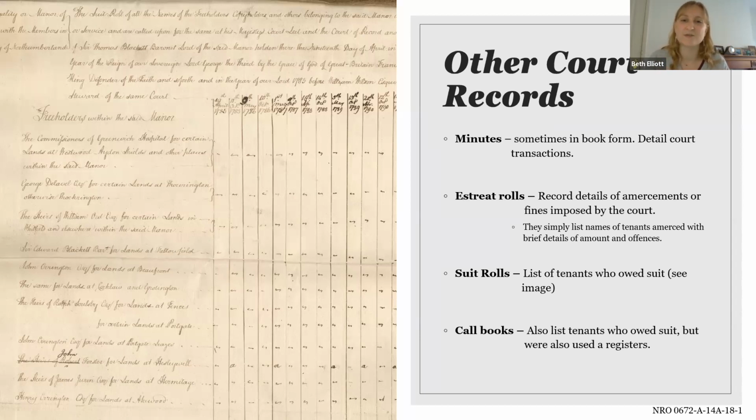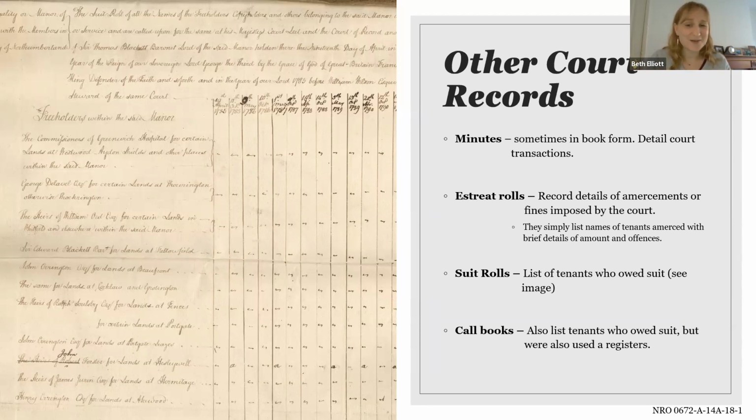Other sorts of court records you could find could include minutes. When we talk about those, it's not that dissimilar from how we think of minutes today. So details of court transactions. You may find estreat rolls, so that records details of amercements or fines imposed by the courts. If you remember, I talked about amercements before. They simply list the names of the tenants amerced with brief details of the amount and the offences. So what are the charges, why are they being charged?